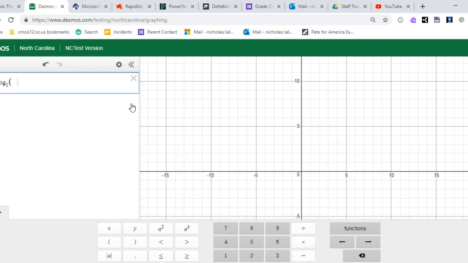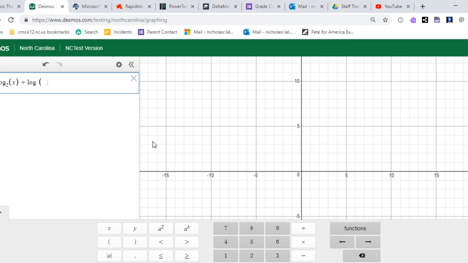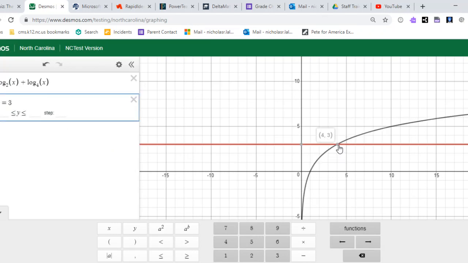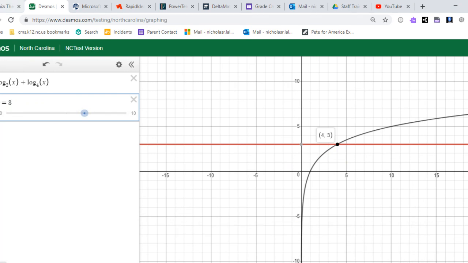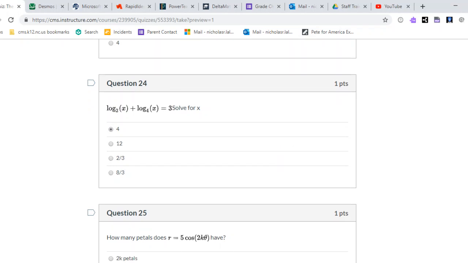You can do log base 2 of x plus the log base 4 of x as one function, and then you can have y equals 3, and the x value here is 4, making our answer here 4. That's the same thing as just plugging it into your calculator as well.